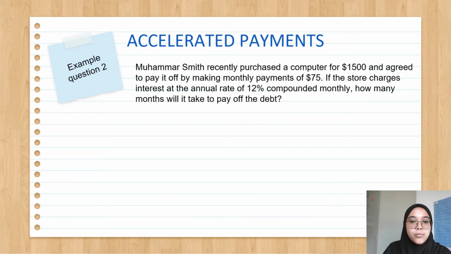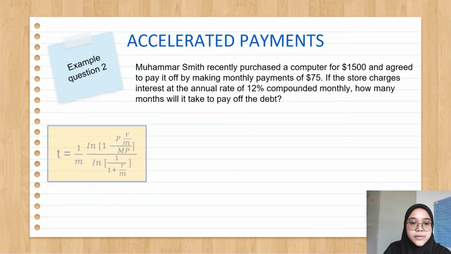Okay, Muhammad Smith. Muhammad Smith recently purchased a computer for $1,500 and agreed to pay it off by making monthly payments of $75. If the store charges interest at the annual rate of 12% compounded monthly, how many months will it take to pay off the debt?